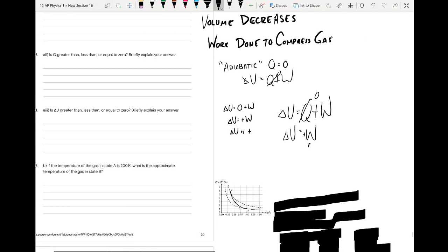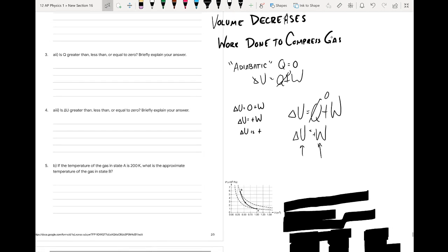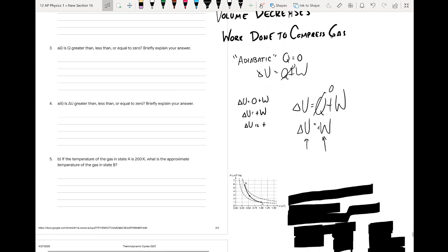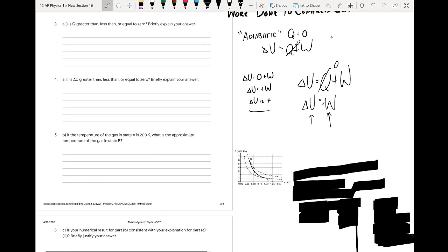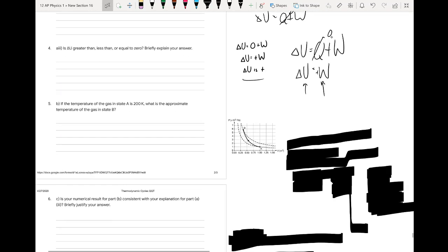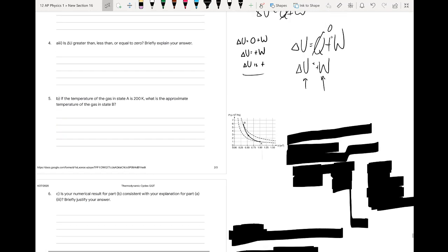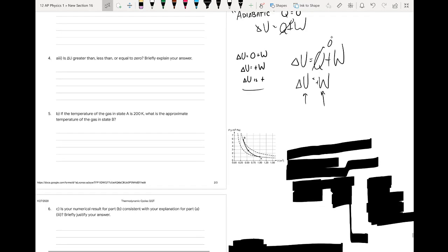So we said that we have a positive amount of work done onto our system. So the change in internal energy is also positive. It's also increasing due to the positive work done on the gas. So delta U is positive because work is the term that is telling us how our internal energy is changing. So we have a positive amount of work, therefore a positive change in internal energy.